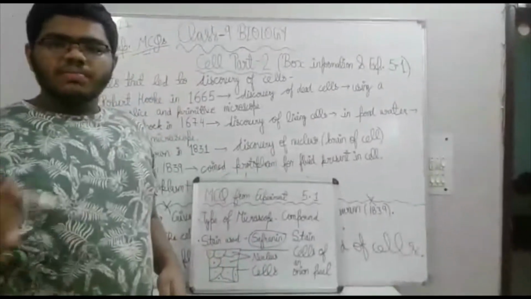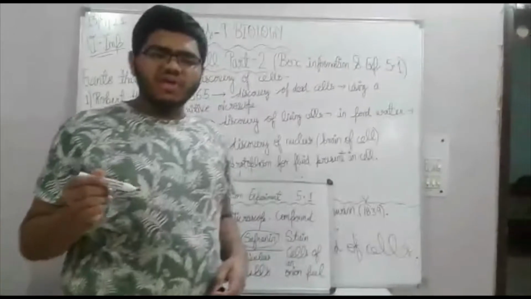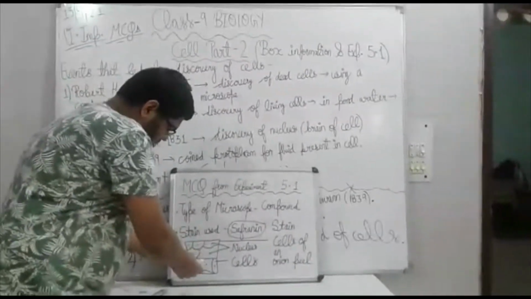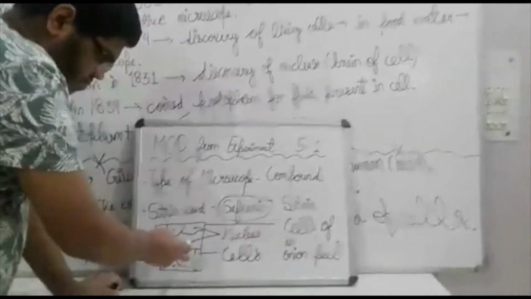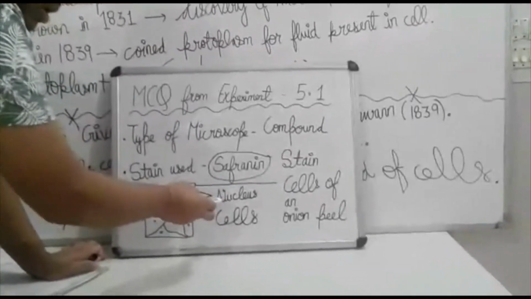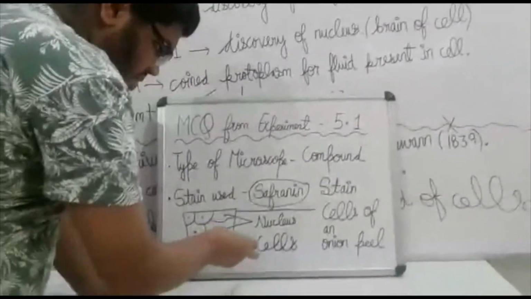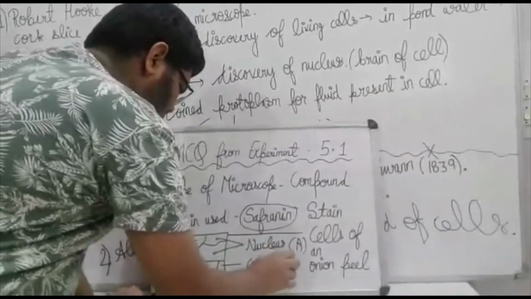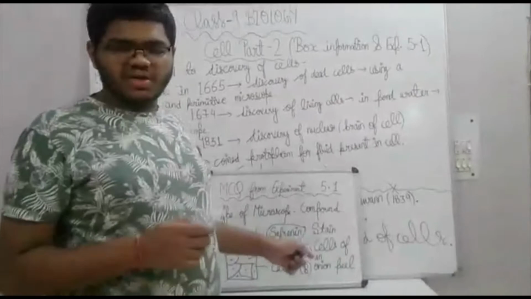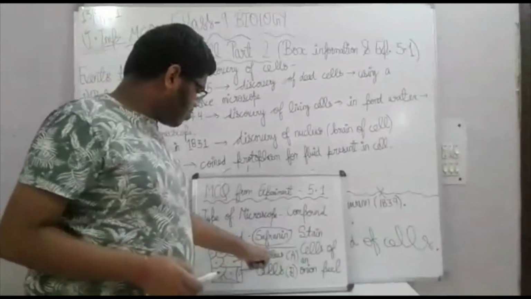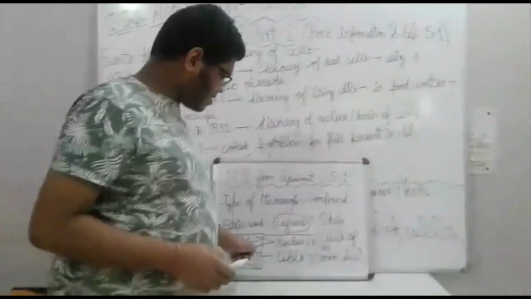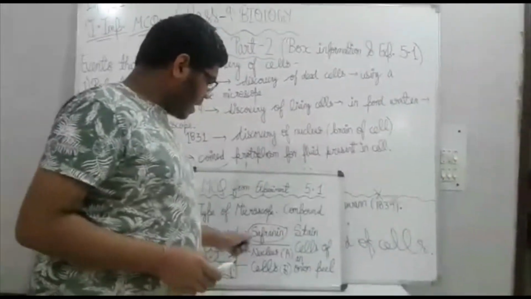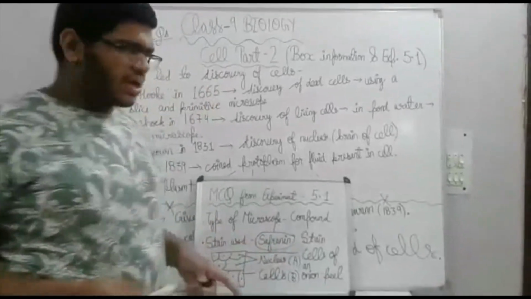Next question might be to label the parts of the onion peel. Just see this small diagram. The round circles are the nucleus, which is the brain of the cell, and these are the cells. It can be written that part A and B are given and you have to name them. Part A would be the nucleus, the rounded structure, and part B would be cells. And this is a diagram of the cells of an onion peel.